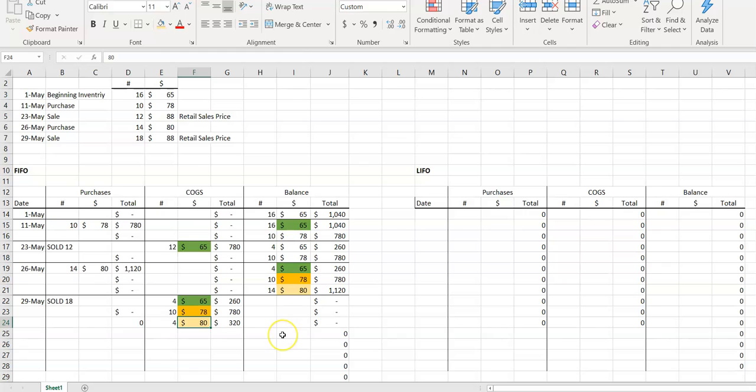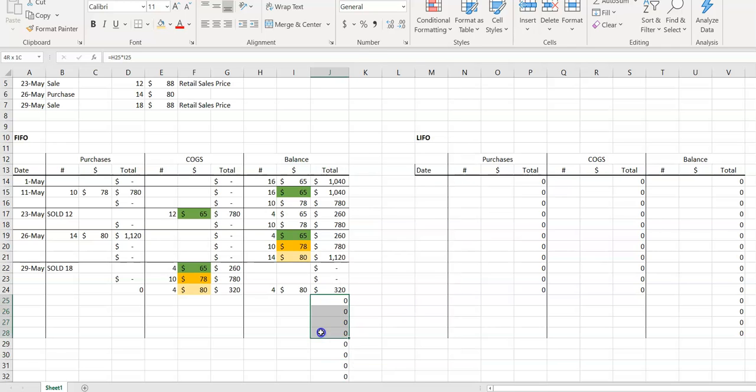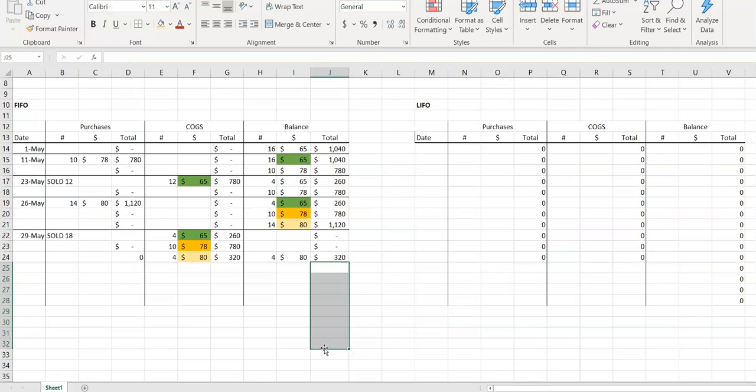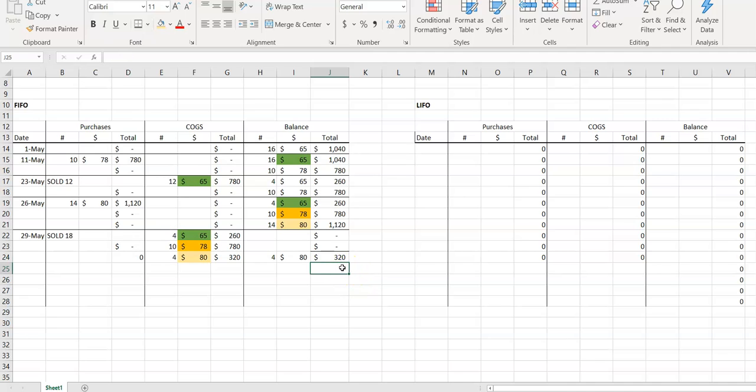Then what's left: these 4 are gone, the 10 are gone, and 4 of the 14 are gone. So I have 4 left at 80. And then that card is done. It's the end of the month. This right here is my ending inventory. That goes on the balance sheet as a current asset. All right, this adds up.